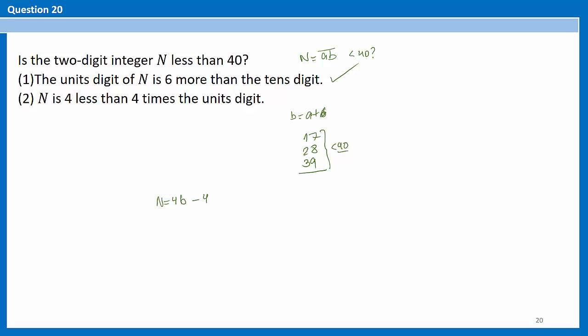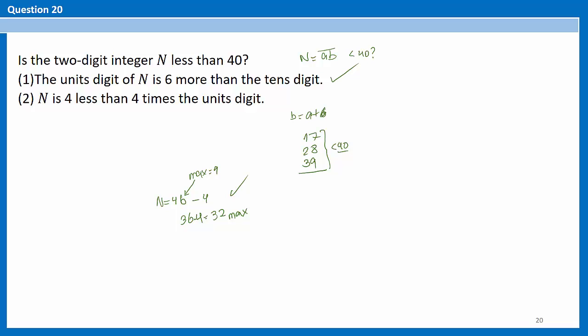Now the fastest way to solve this problem is to say, well, b, since it's a digit, it can only go up to 9, right? The maximum value of b is 9. So even if it took that value, 4 times 9 would be 36, and minus 4 would be 32. So this would be the theoretical max value of n, and it's still going to be less than 40. So you can stop there and say, okay, sufficient.